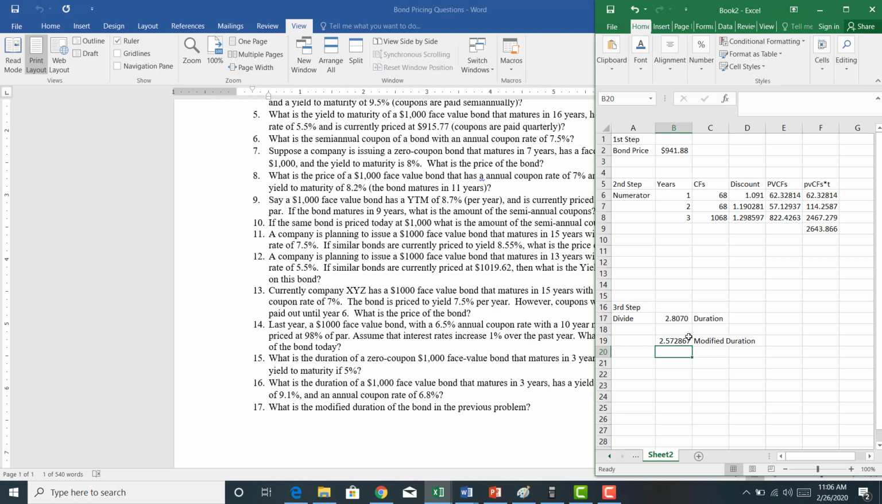Okay, so modified duration actually gives us a better interpretation than duration. I'm not going to get into details about this. You'll have to take additional finance classes to figure out why. But modified duration gives us a more accurate representation of what's going to happen to this bond price if interest rates change. For instance, duration told us that if interest rates increase by 1%, this particular bond price will go down 2.807%, when a more accurate reflection of what's going to happen is it's going to go down by 2.57%. Okay, hopefully this makes sense.